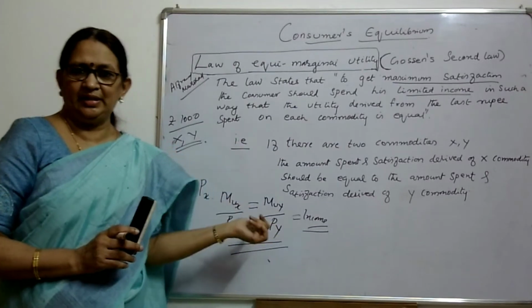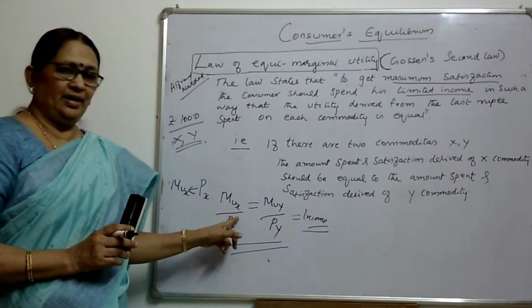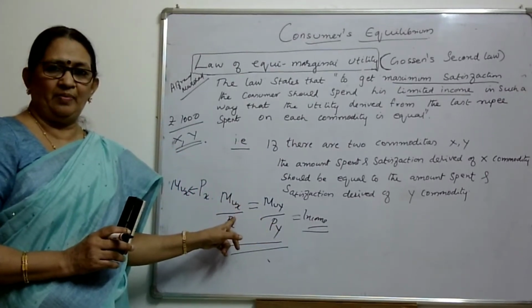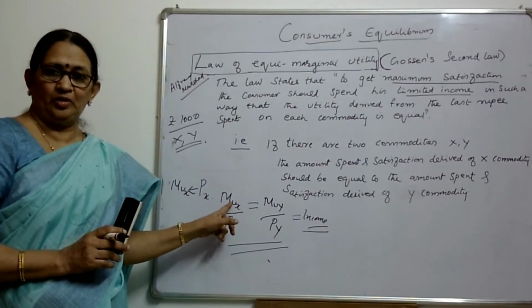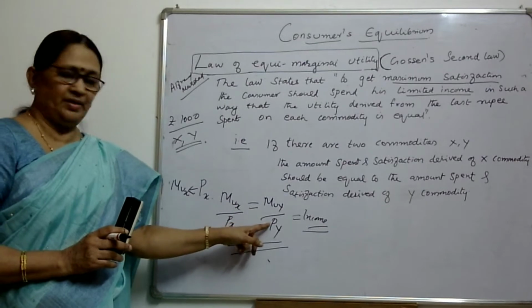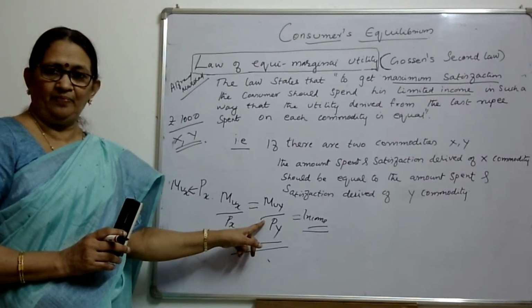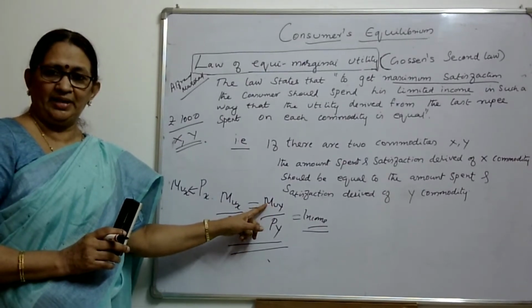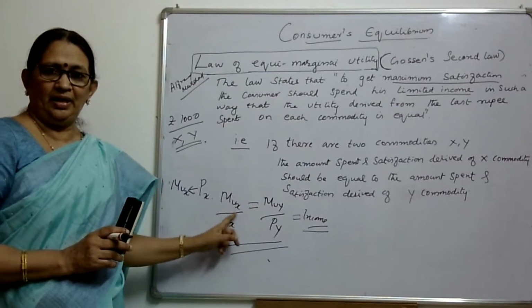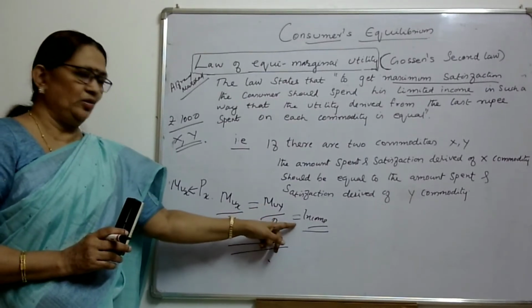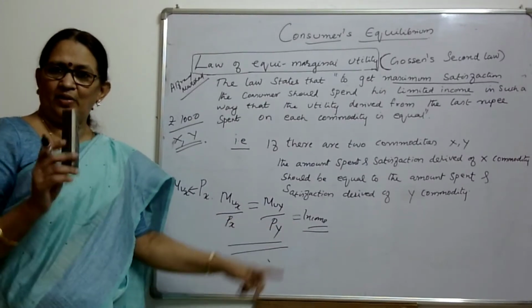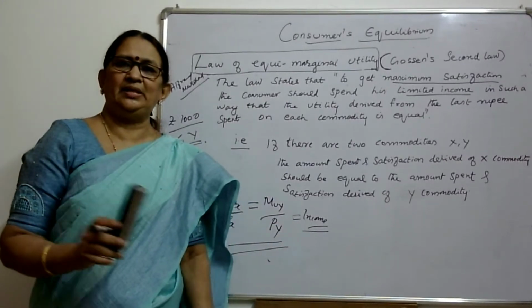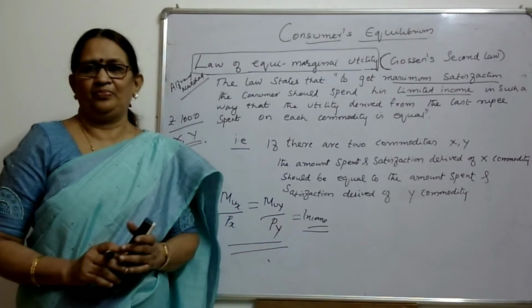So what is the condition here? The amount spent for commodity X and the utility derived from that should be equal to the amount spent for commodity Y and the utility derived from that commodity. It should also be equal to the limited income of the consumer, because if he is allocating his income on both commodities, he cannot spend more than his income.